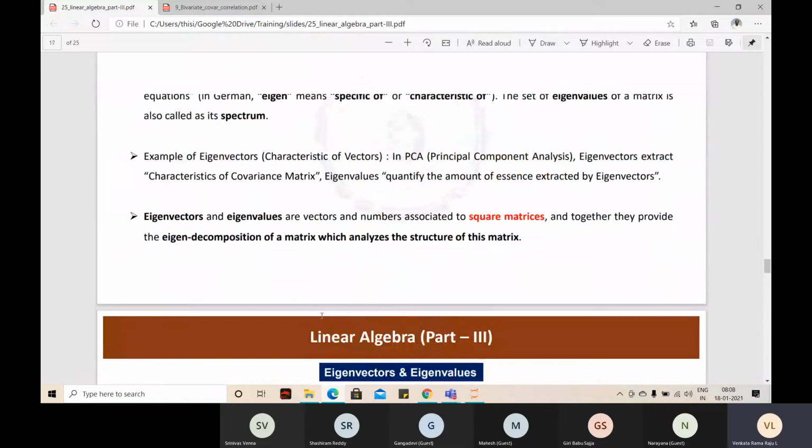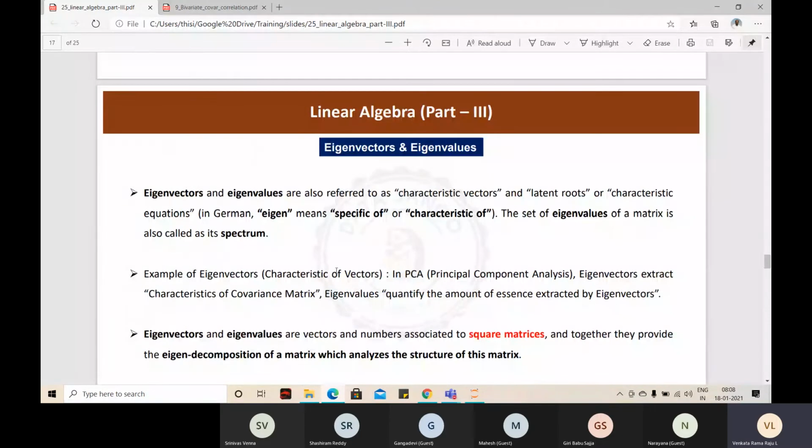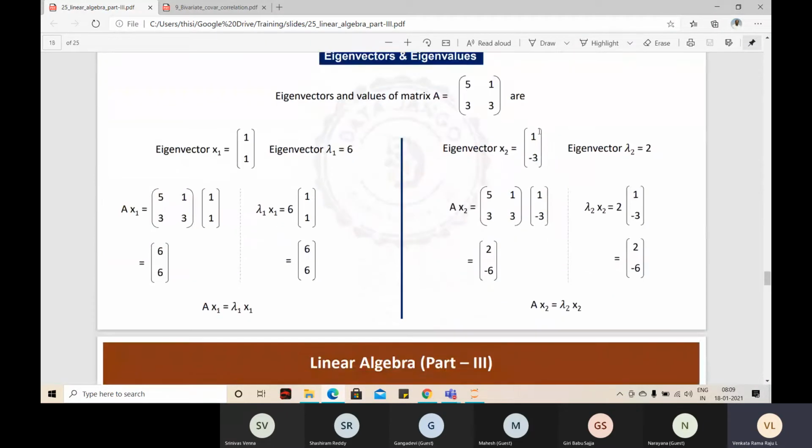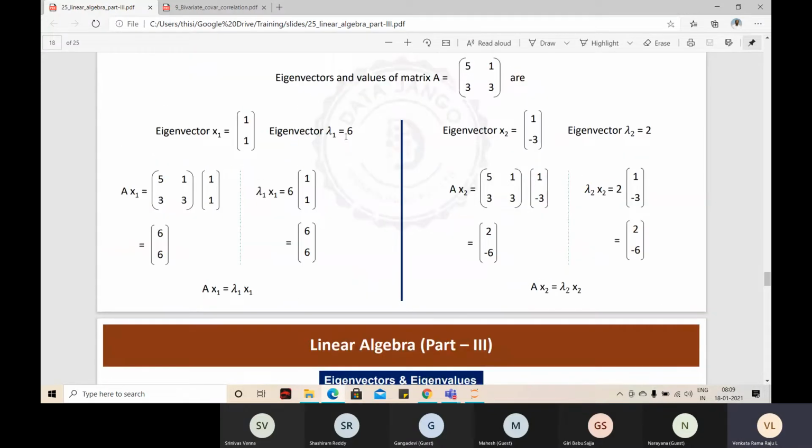Okay. We have seen what eigenvalues and eigenvectors are. They are characteristic vectors. Eigenvectors represent the characteristic of a matrix. Eigenvalue quantifies how much essence each vector extracted from the matrix. Let us see what that means. We have the matrix 5, 1, 3, 3, right? And I decompose that into two vectors, 1, 1 and 1, minus 3, and eigenvalues 6 and 2, right? So here, the 6 says that this vector extracted a maximum amount of essence from the matrix. This vector extracted a little less essence from the matrix.